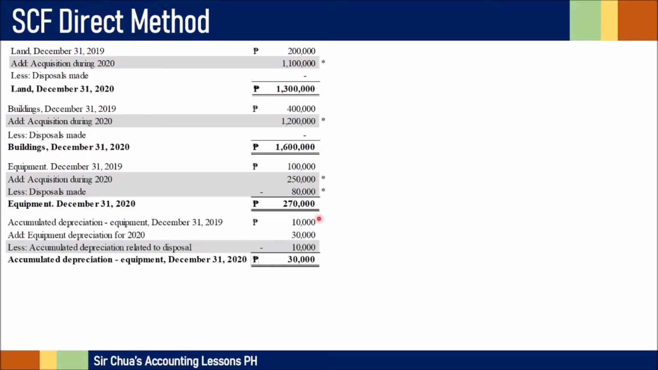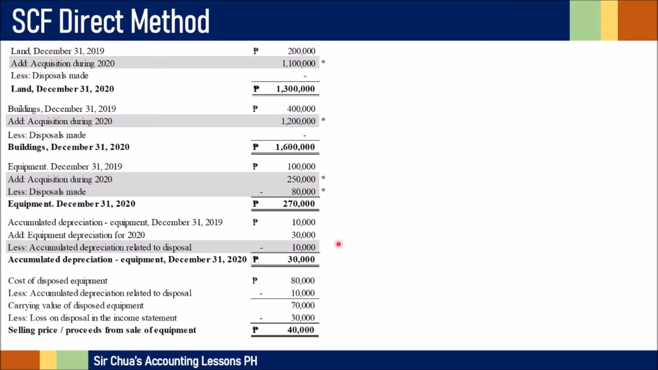And then you also analyze the T account for your accumulated depreciation so that you will be able to determine how much accumulated depreciation is related to the asset that we disposed. So coming from that, if the cost of the disposed equipment is 80,000, and the accumulated depreciation for that is 10,000, then the carrying value of the disposed equipment is 70,000. However, you got a loss of 30,000 in your income statement, so you can work back how much you sold it for, which is 40,000.